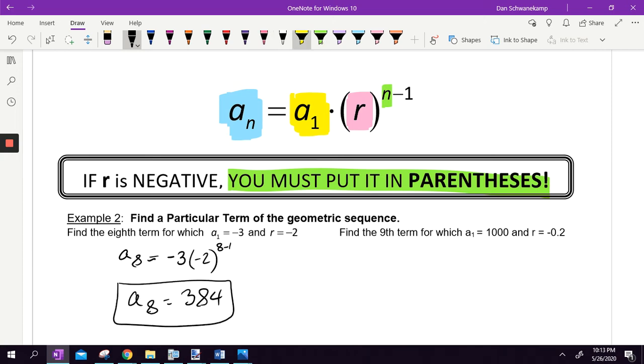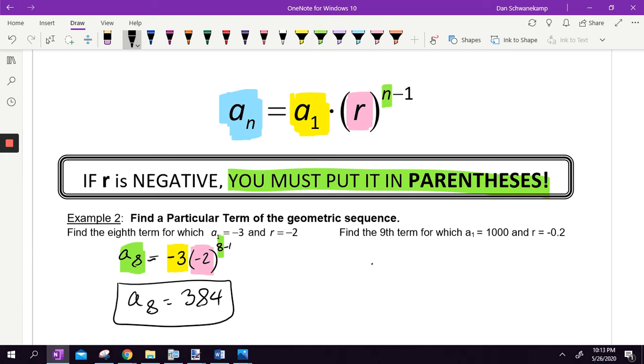We plugged in a sub 1. We plugged in what our r was. We plugged in what our numbered term was. We are finding the 8th term. So once we plugged in all that information, we just typed it in our calculator.